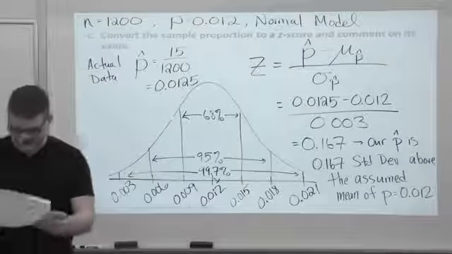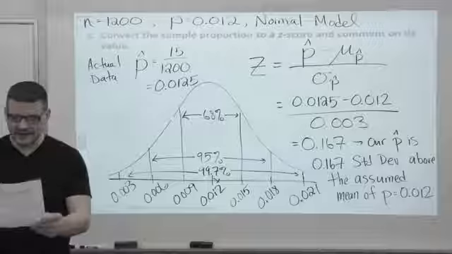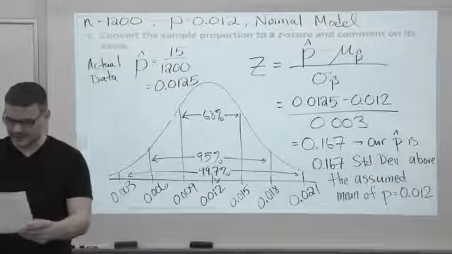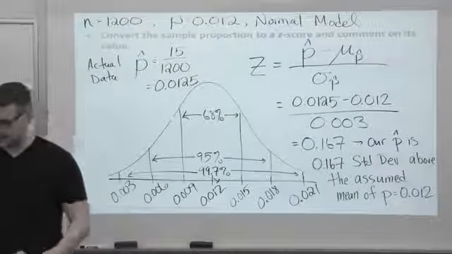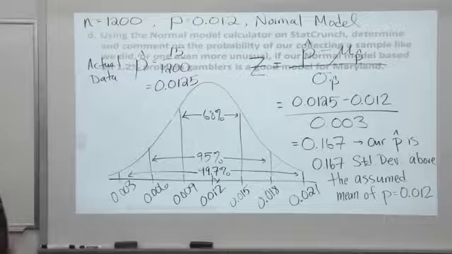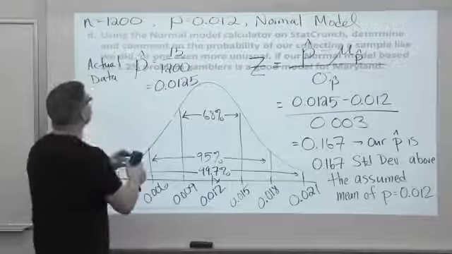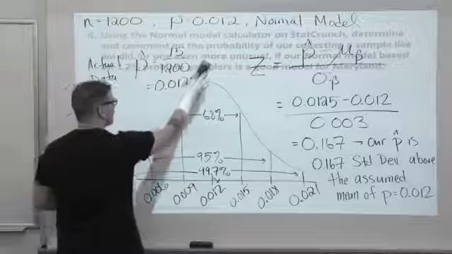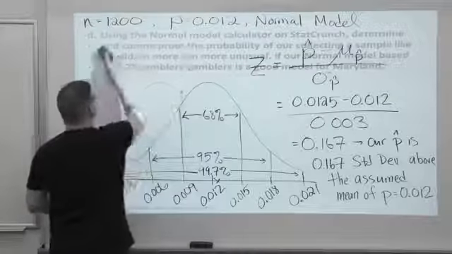Down at the bottom, part D, and that'll be it for today. Using the normal model calculator on StatCrunch, determine and comment. All right, so here's D. Let's see. I guess we're going to just sort of get that out of there.